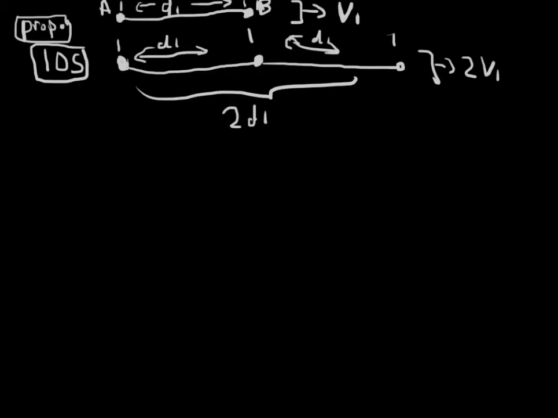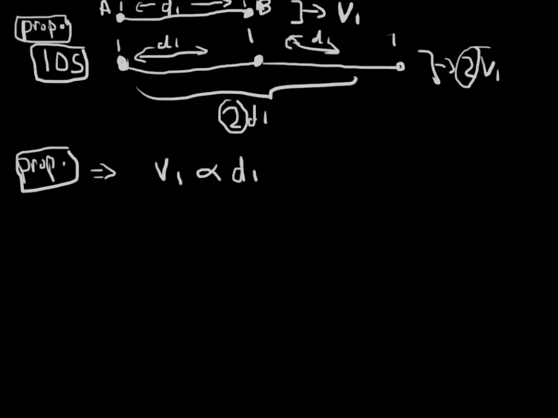We can see this relation. That's what it really means for two things to be proportional: when something changes by the same factor as something else. So how do we write that? We write v1, and this is the proportional symbol, proportional to d1. Or if you just want to write it as v, speed is proportional to its distance. And we know that from everyday life.